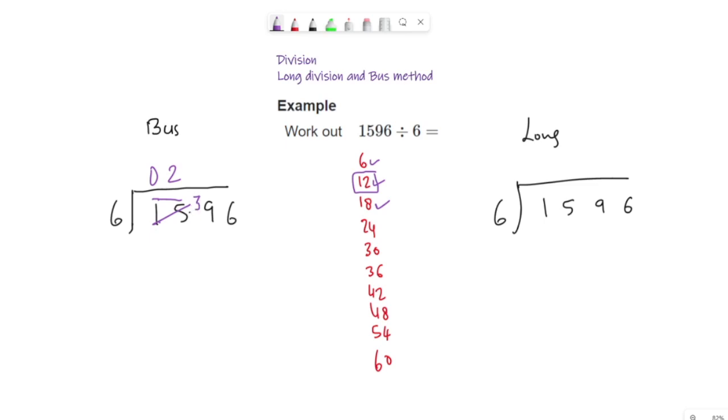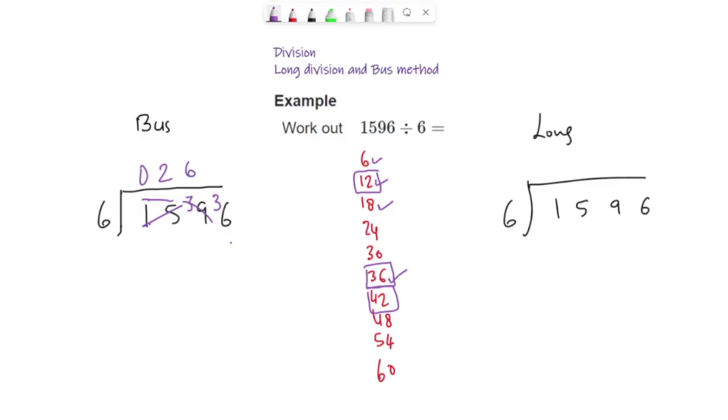Now we have 39. How many 6 will go in 39? Which one will we choose? If I go to 42, that's bigger. If I go to 36, that's smaller, but I'll take 36, the biggest product that is smaller than 39. 6 times 6 is 36. Remainder is 3. Now how many 6 goes in 36? Do we have 36 in the table of 6? Oh, we have it, exactly 36. 6 times 6 is 36, and there is no remainder, so the answer is 266.